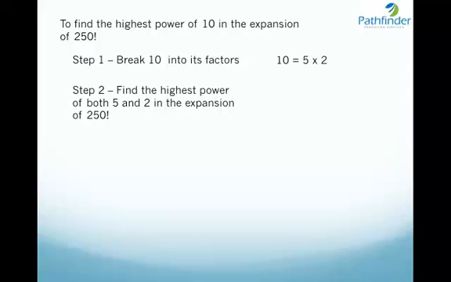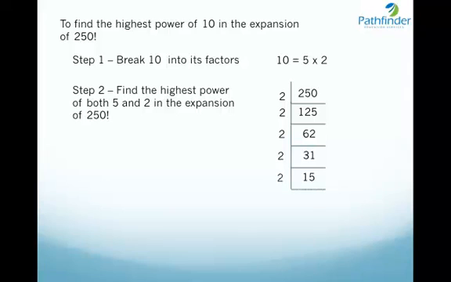Step 2, find the highest power of both 5 and 2 in the expansion of factorial 250. First of all, let me find the highest power of 2. 250 divided by 2 gives me 125 as the quotient. I am not interested in writing the remainders anymore because remainders are not required. 125 divided by 2 gives 62 as the quotient. 62 divided by 2 gives 31. 31 divided by 2 gives 15.